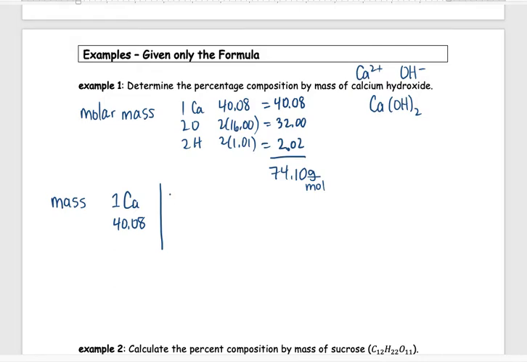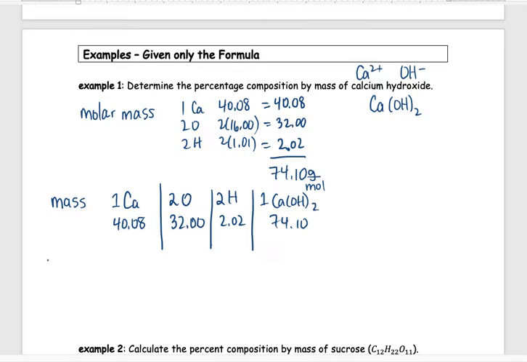The oxygen, though, we have two oxygens that contribute to the overall mass, right? So oxygen brings 32 grams per mole to the mix. And hydrogen, we have two of those as well. It brings a 2.02 mass. And then our one calcium hydroxide compound brings forth a 74.10. So that's our grand total. Here are all the different masses of the elements that come with calcium hydroxide.